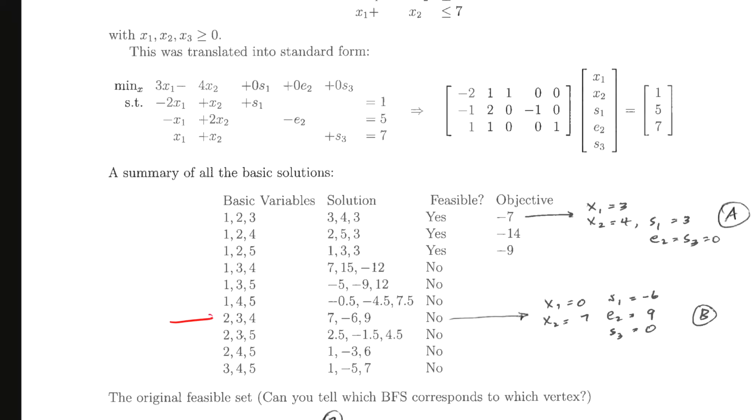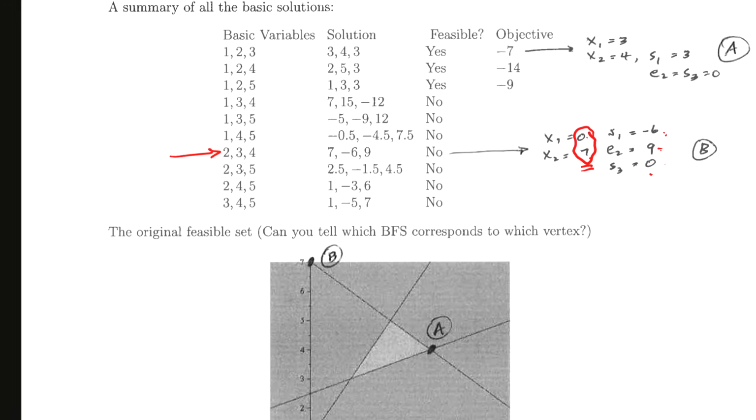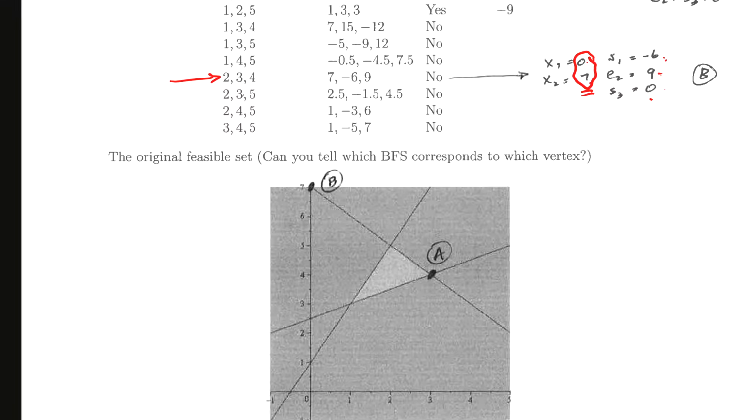Or I guess maybe we'll take a look at something that's not. For example, here we have 0, 7, and then if we solve for the other variables, we had s1 is minus 6, s2 is 9, and s3 is 0. And so from these, you can tell what point this corresponds to in the plane. That corresponds to the point 0, 7. And if we look here at the point 0, 7, we're way up here. Right? Is this in your feasible set? No, not feasible.